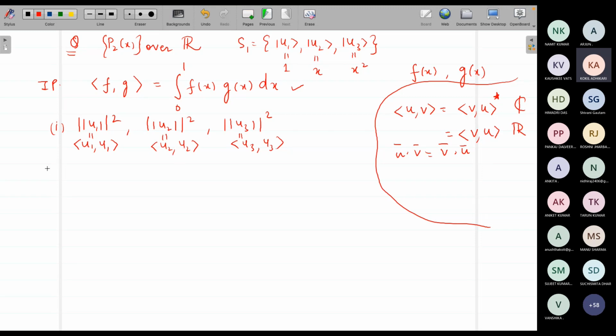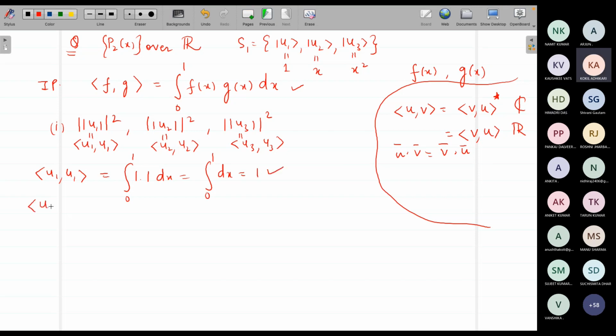How to proceed for ⟨u1, u1⟩? So this should be the integral from 0 to 1 of 1 squared dx. The first function is 1, the second function is 1, which means that we are talking about the integral from 0 to 1 of dx. What is the result? 1 minus 0, which is 1.